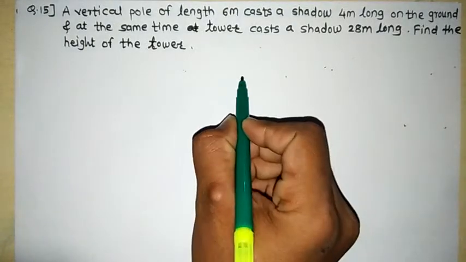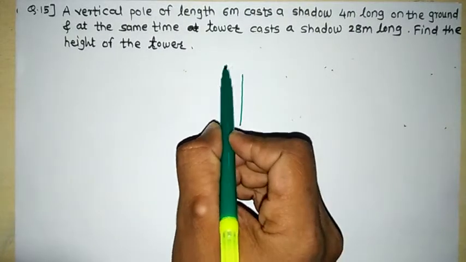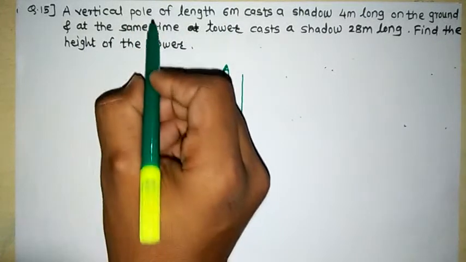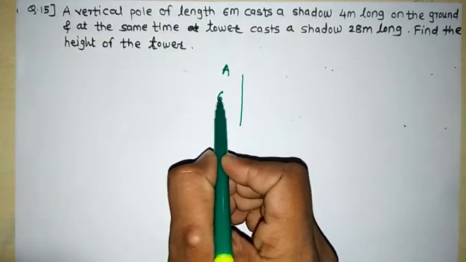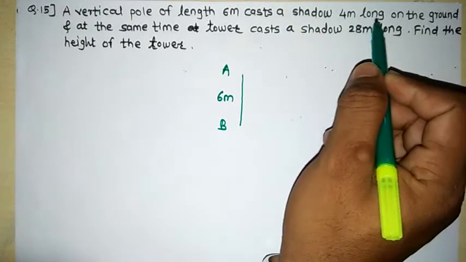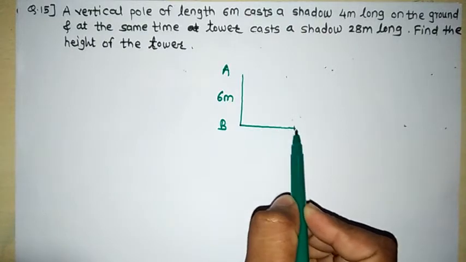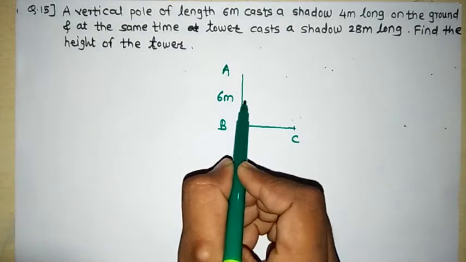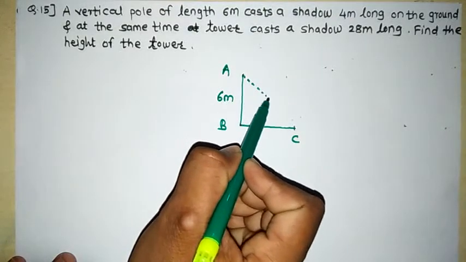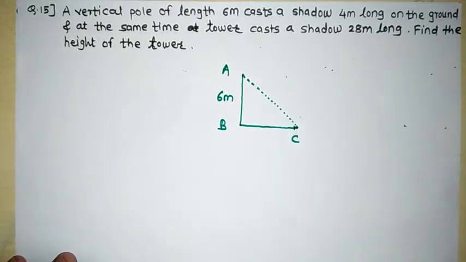Let us first consider the pole. I have considered the pole AB as a pole of height 6 meter length. Then it casts a shadow of 4 meter long on the ground. Let us consider this BC to be the shadow of the pole. And here the sunlight is coming like this. These are light rays. Sunlight rays are coming here and meet at point C.